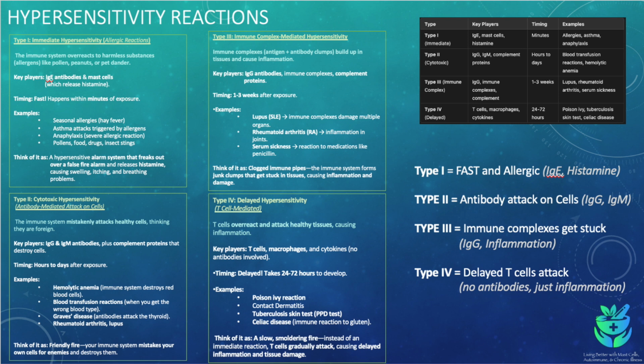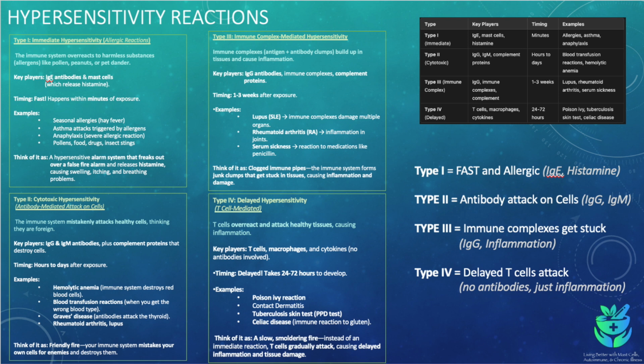Type 3, immune complex mediated hypersensitivity. Immune complexes, antigen plus antibody clumps, build up in tissues and cause inflammation. Key players are the IgG antibodies, immune complexes, and complement proteins. The timing is 1 to 3 weeks after exposure.